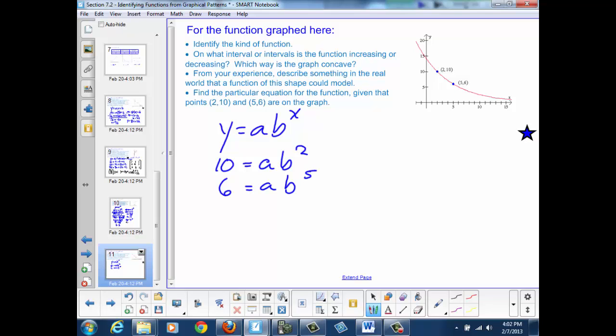Now I'm going to use the same process I used in the last example. I'm going to eliminate the unknown a by dividing one equation by the other. But I'm going to divide the 6 equals ab to the 5th by the 10 equals ab squared, because when I do that, through the process of division, I subtract exponents, so that gives me 0.6 is equal to, with my a's canceling out, b to the 5 minus 2, or b cubed.